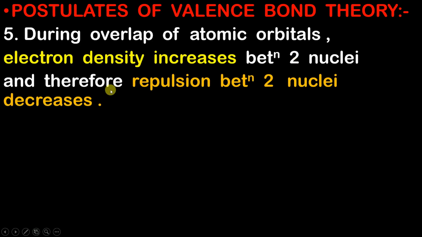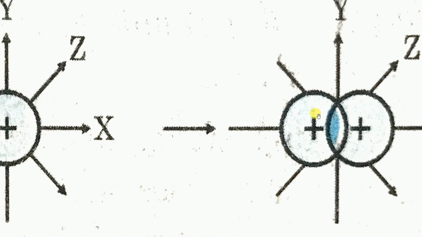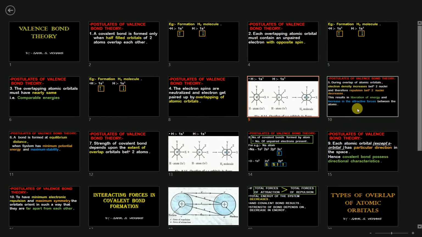Due to this, the repulsion between the two nuclei decreases. As we all know, like charges repel each other. So this positively charged nucleus is going to repel the other positively charged nucleus. But since there is an electron density, this negative density between them, the repulsion is going to get reduced between these two nuclei. Clear?